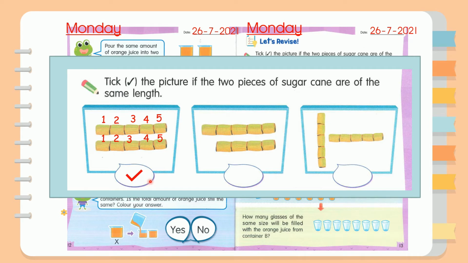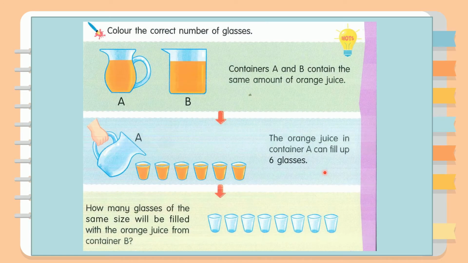So let's see picture 2. Do you think these two sugar canes are of the same length? No, not the same. So you need to tick no. So let's see picture 3. Do you think these two pieces of sugar cane are of the same length? Let's think and do it.